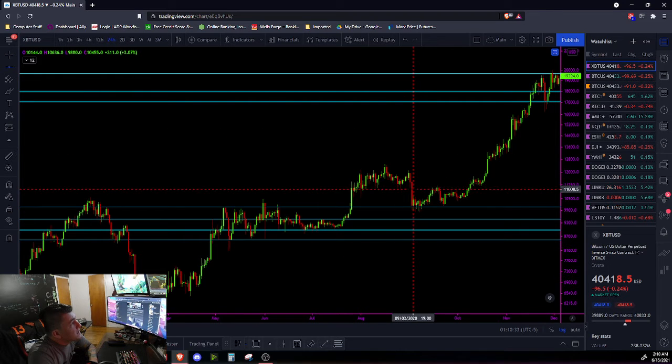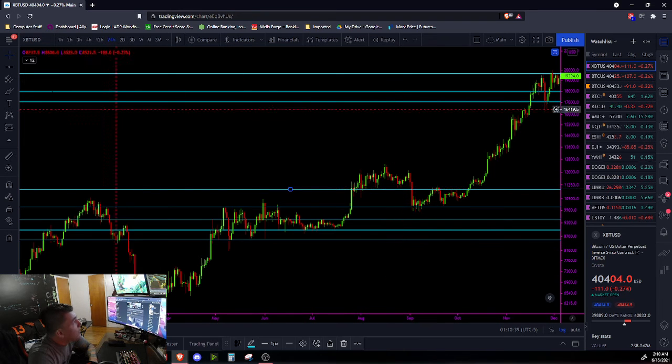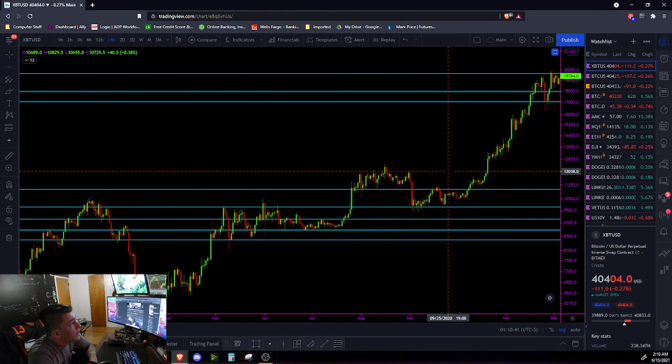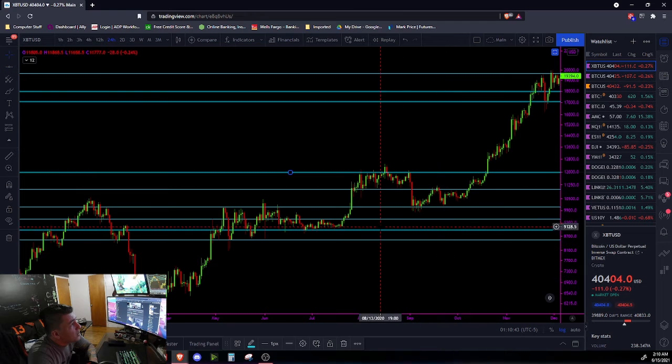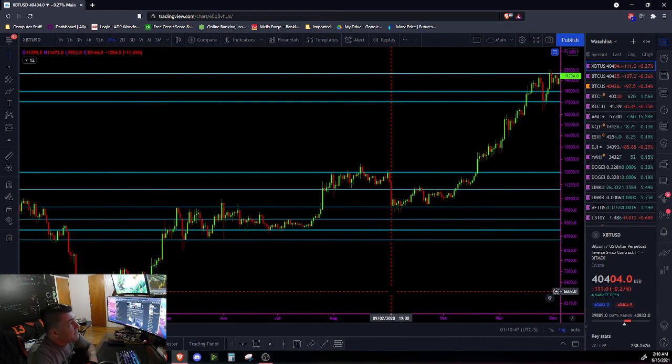Again, we can just use these points of reference. The wicks can count. Wicks count as testing of the support. You don't always have to use candle bodies, although it is recommended to always use candle bodies. That's pretty much how I identify support and resistance.